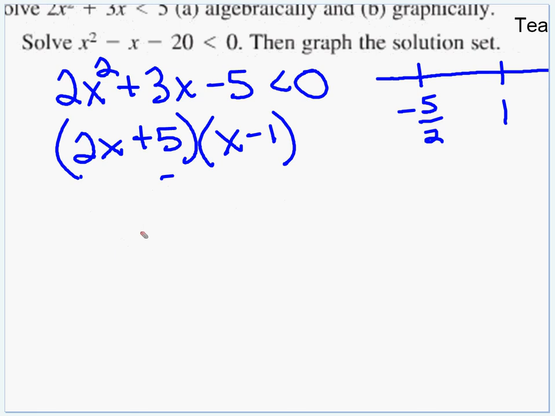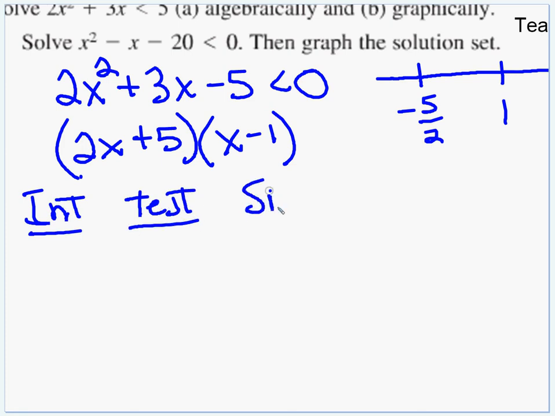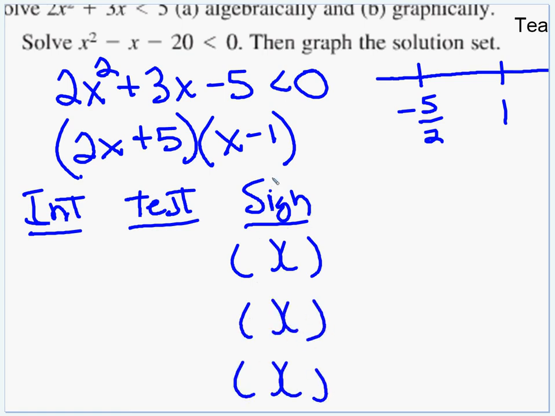I'm going to keep my factored form. So we're going to do intervals. We're going to test a number. We're going to find our sign, positive or negative, and in this case, again, we're just going to be multiplying two terms together. And then we're going to come up with our conclusion, true or false.